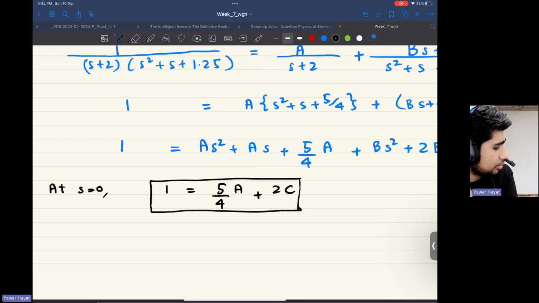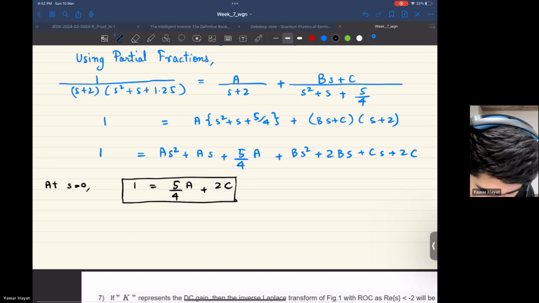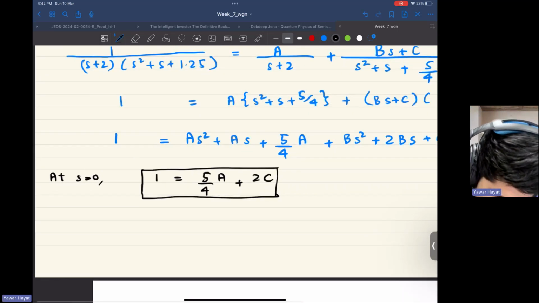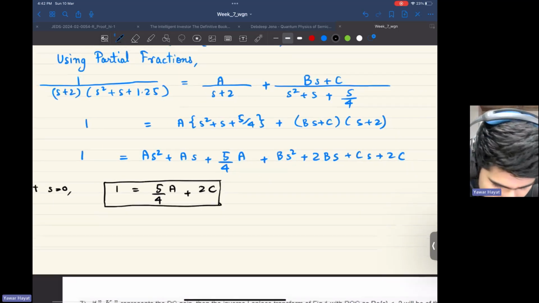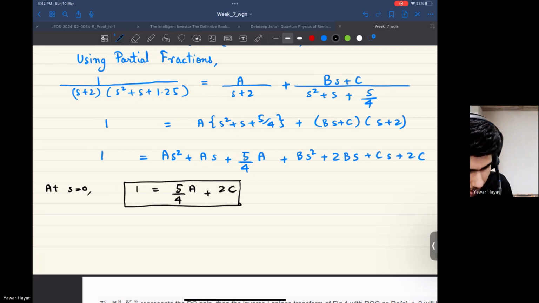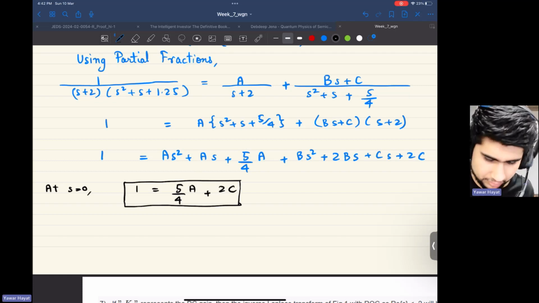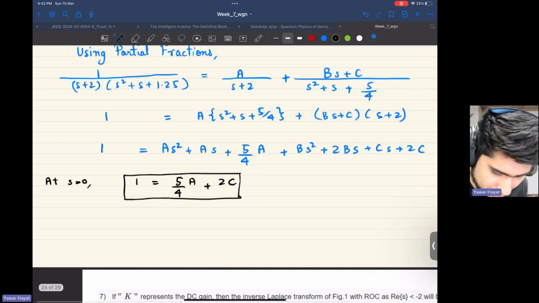Similarly, if I put S equals to minus 2, S equal to minus 2 would also simplify it. You can similarly put any value of S and form linear equations, right? These are basically three variables, so you need three equations with three variables, or you can eliminate one and solve them. It's up to you.